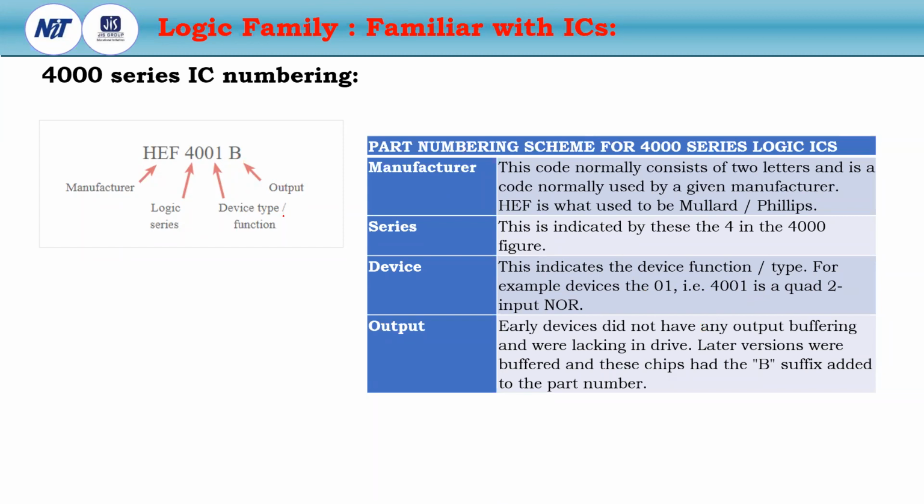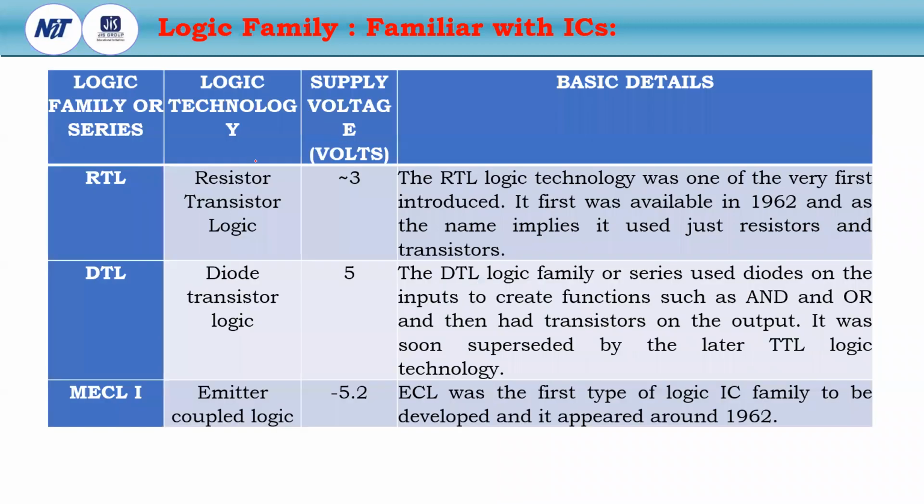Previously, the last letter signifies the package. What type of package is used? Here, for the CMOS type, 4000 series type of ICs, the B, the last letter signifies the output. The early devices did not have any output buffering and were lacking in drive. Later versions were buffered, and these chips had the B suffix added in the part number. So this is the buffer.